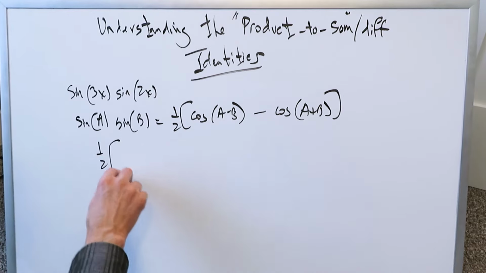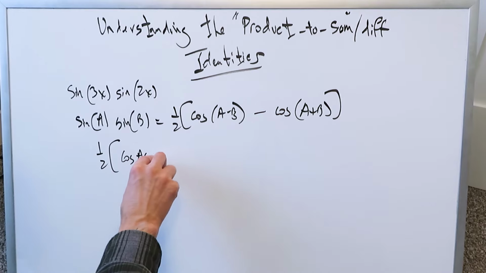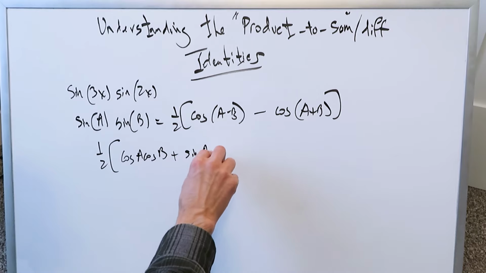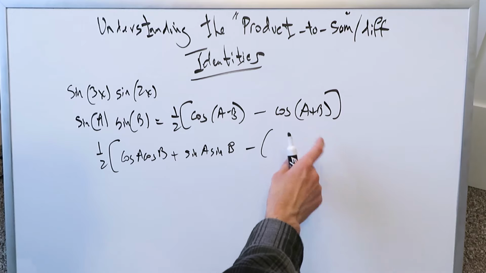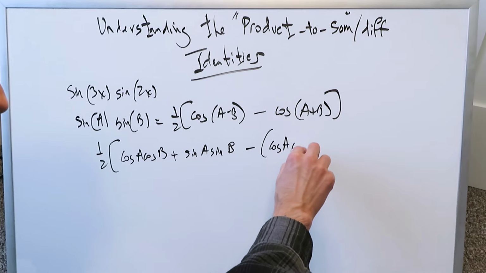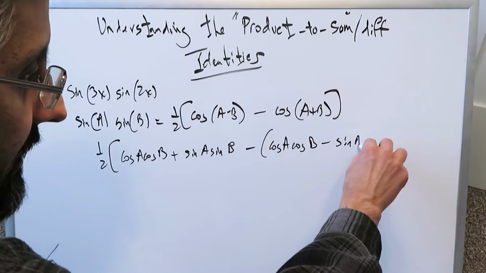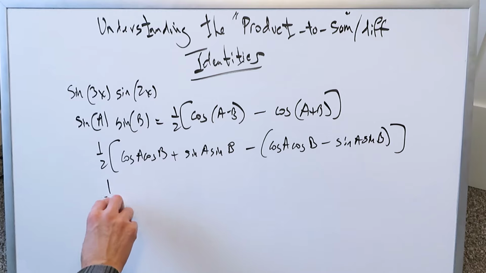You have 1 over 2 and you do the difference and the sum formulas for cosine. Here you'll have a cosine A cosine B, with the minus you develop a positive, then you'll have a sine A sine B. Now you have a minus, then do the sum formula for cosine. You'll have a cosine A cosine B, then with a positive you bring in a minus, sine A and sine B.